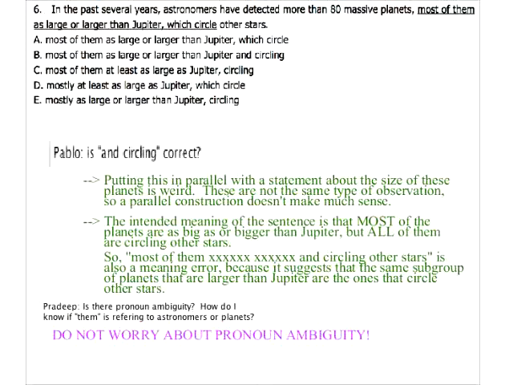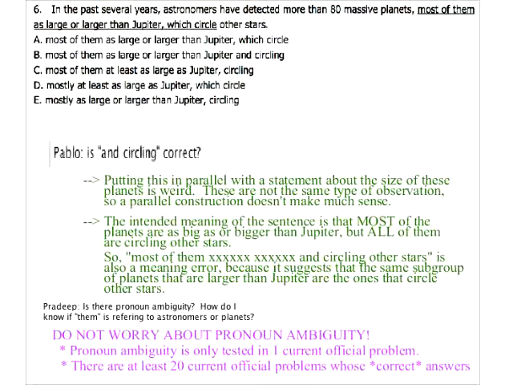Pronoun ambiguity is tested in exactly one problem in the entirety of OG12, OG supplement, and GMAT Prep. So pronoun ambiguity is only tested in one current official problem. But there are at least 20 current official problems whose correct answers have technically ambiguous pronouns. So worrying about pronoun ambiguity will just get you off track.